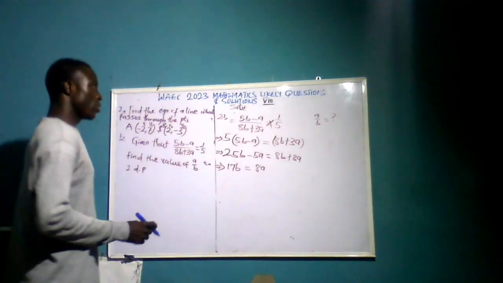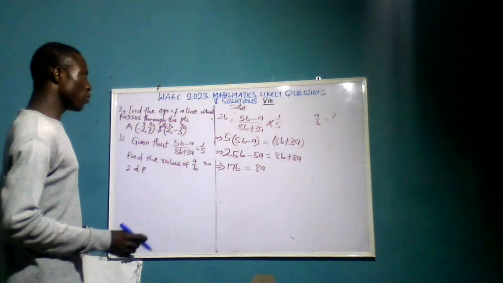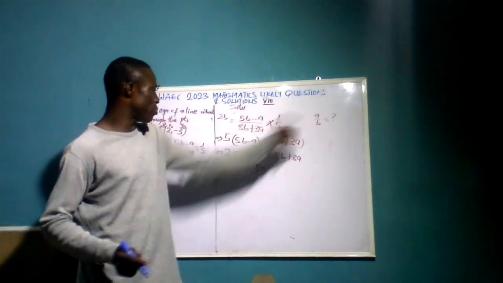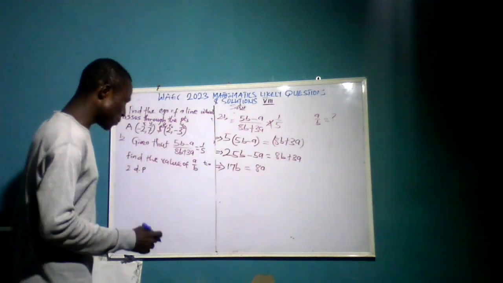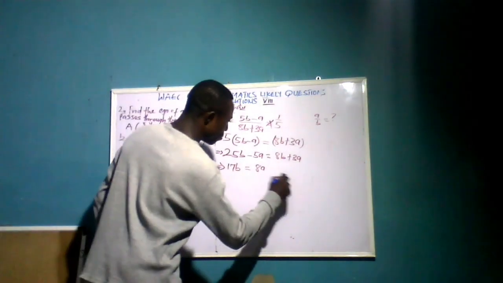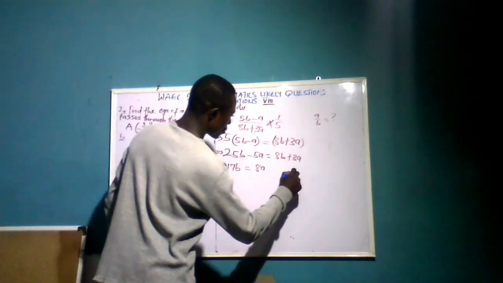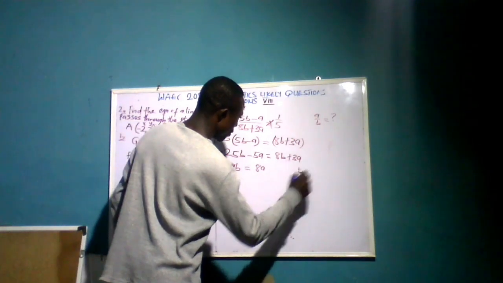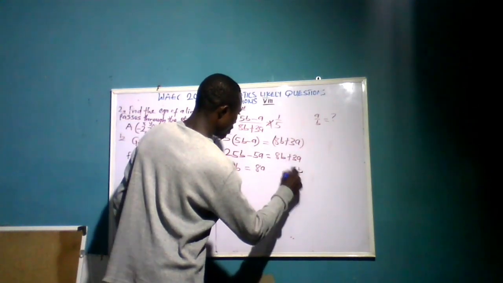Now at this step, you have to look at how to make a over b out of this equation. How do we go about this? Okay? You divide both sides by 8b, okay?